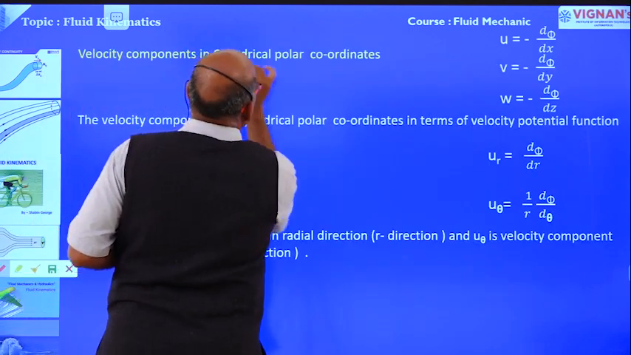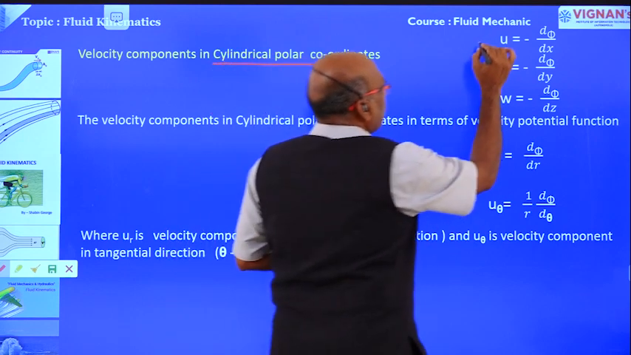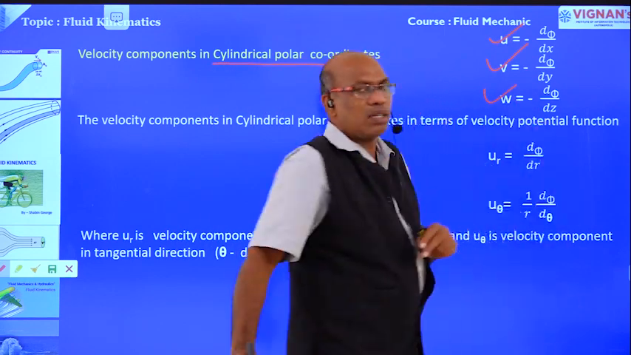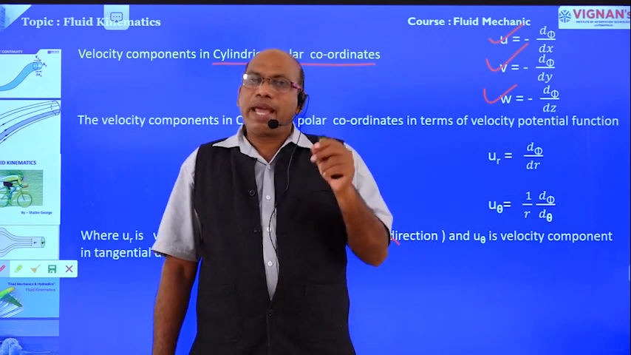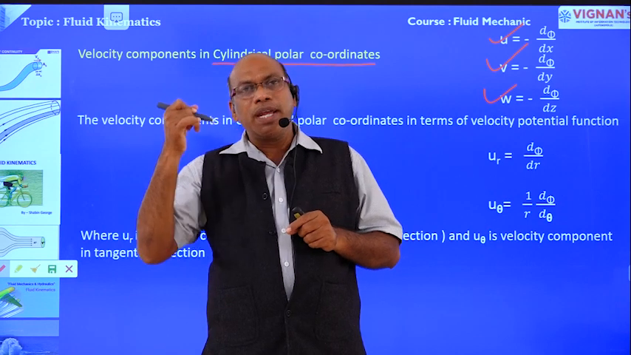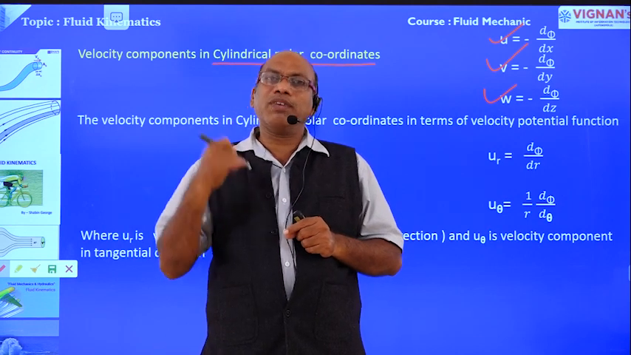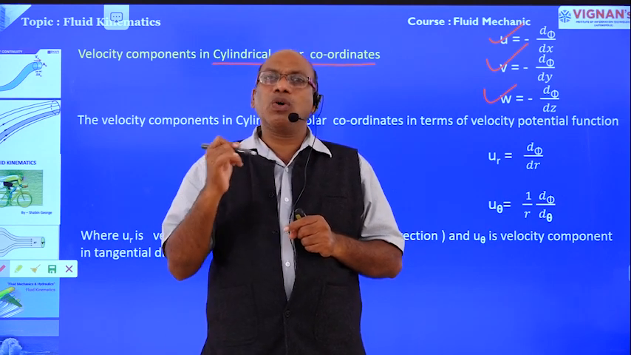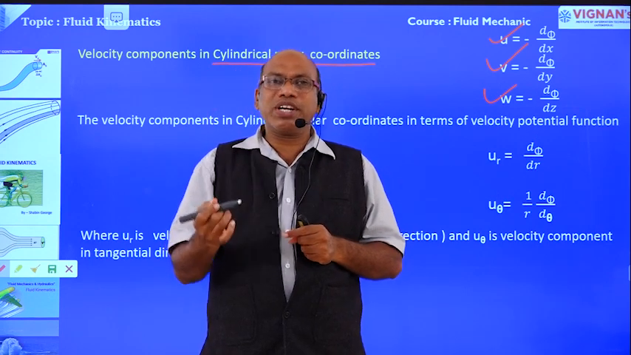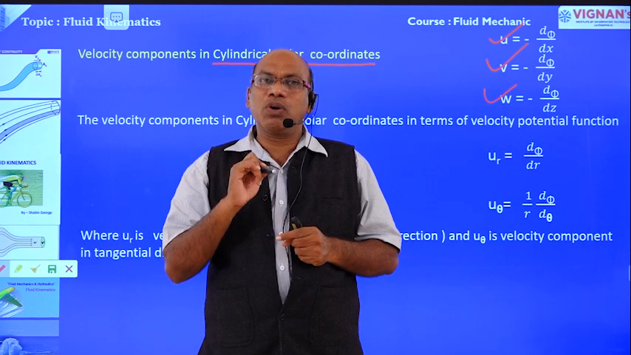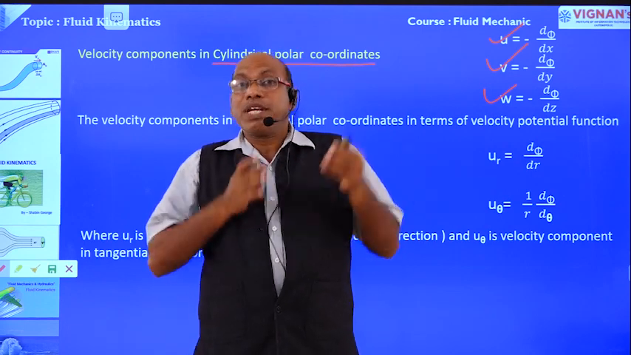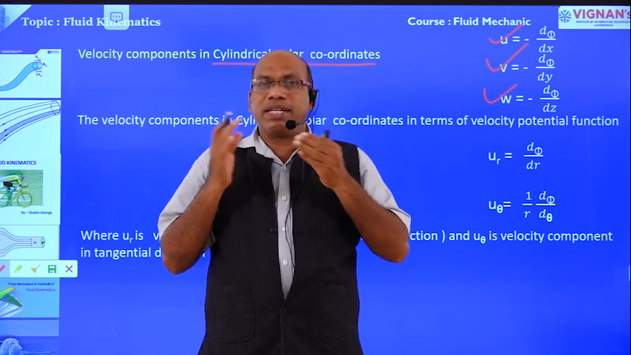These are the velocity components in the x direction, y direction, and z direction. Velocity component in the x direction, u is equal to minus dou phi by dou x. Velocity component in the y direction, v is equal to minus dou phi by dou y. Velocity component in the z direction, w is equal to minus dou phi by dou z.